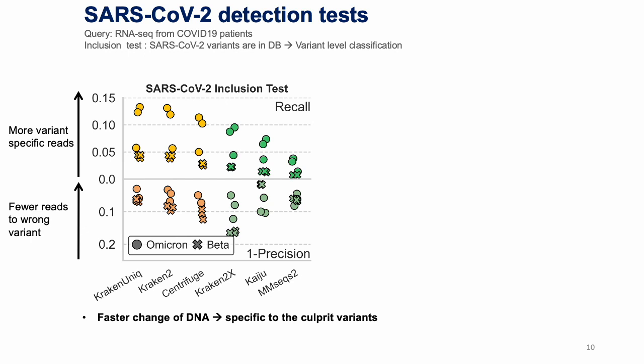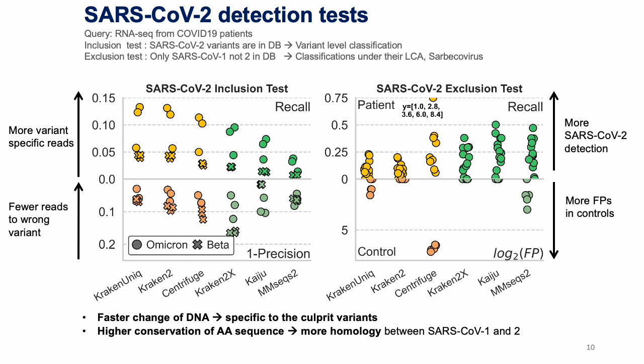In the exclusion test, SARS-CoV-2 was excluded from the database, and only SARS-CoV-1 was provided in the database. So the task was to detect SARS-CoV-2 based on the genome of SARS-CoV-1. Due to the higher conservation of amino acid sequences, amino acid-based tools could detect more SARS-CoV-2 reads, as you can see here.